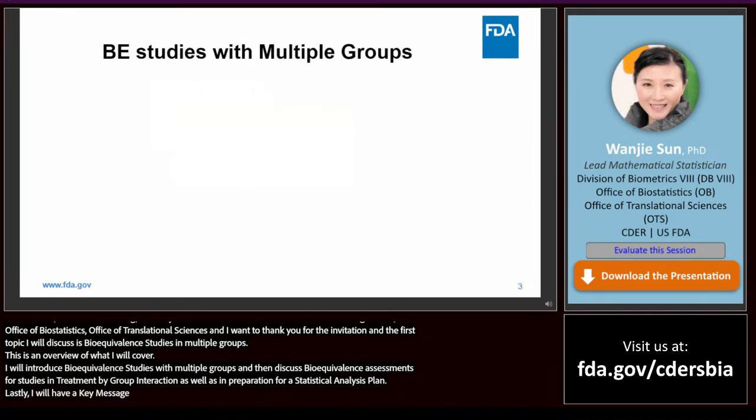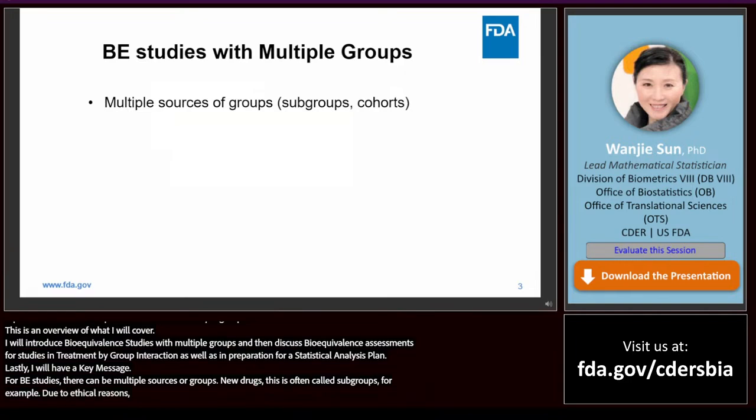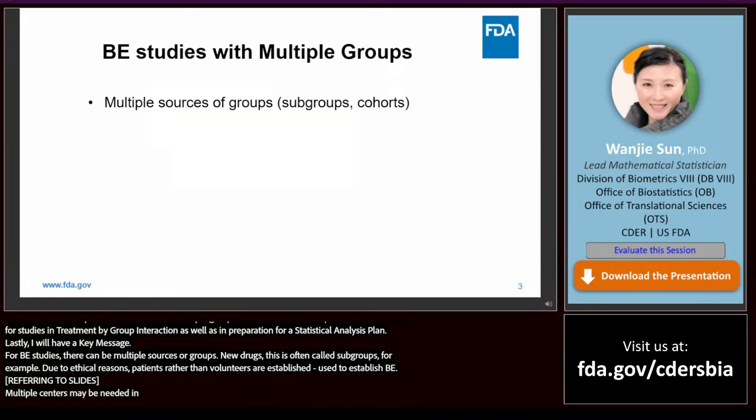For bioequivalence studies, there can be multiple sources of groups. In new drugs, this is often called subgroups. For example, for certain drugs, due to ethical reasons, patients rather than healthy volunteers are required to establish bioequivalence. For rare diseases or cancers, one clinical center may not be able to enroll enough patients, so multiple clinical centers may be needed in order to recruit a sufficient number of patients to reach the desired power.